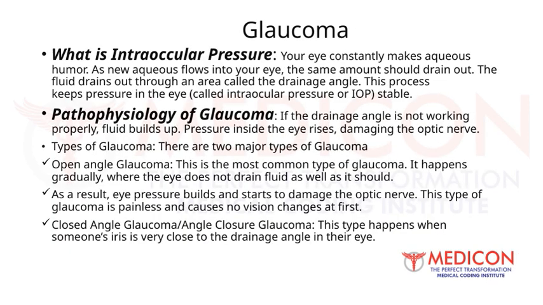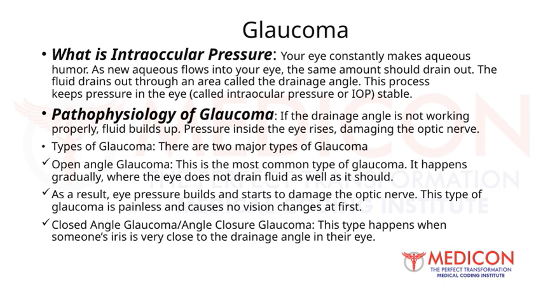Let's talk about intraocular pressure, or IOP, which is a crucial part of understanding glaucoma. Your eye constantly produces a fluid called aqueous humor. This fluid needs to be in balance, so as new aqueous humor flows into the eye, an equal amount should drain out. The drainage occurs through an area known as the drainage angle. This process is essential because it helps keep the pressure inside your eye, or intraocular pressure, stable.